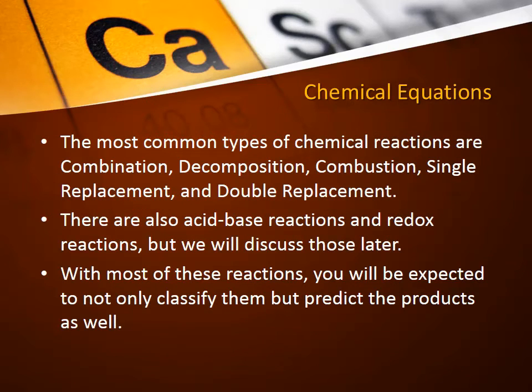The most common types of chemical reactions are combination, which we used to know as synthesis, decomposition, combustion, single replacement, and double replacement. There are also acid-base reactions and redox reactions, both of which come down to double replacement, but we'll talk about those later. With most of these reactions, you will, by the way, be expected to not only classify, but also predict the products. So if I give you two things that react, you should be able to tell me what they'll produce.